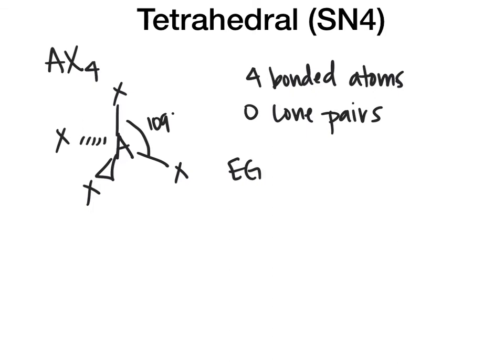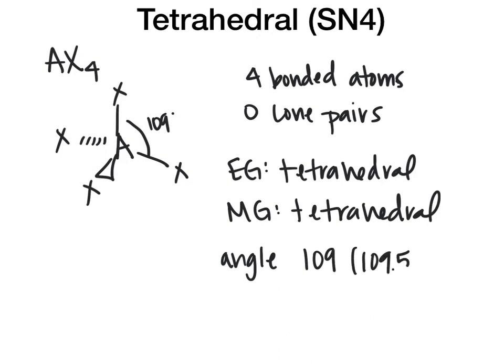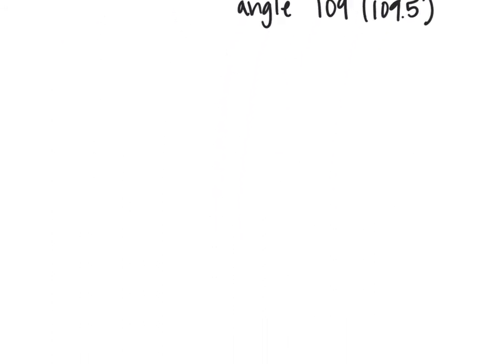The electron geometry is tetrahedral. And in this case, the molecular geometry is also tetrahedral. And our angle is 109 or 109.5. Both of those in this case are equally correct. So now we're going to do the same thing we've done for the other steric numbers, where we swap out a single element for a lone pair until we're all the way down to the end.